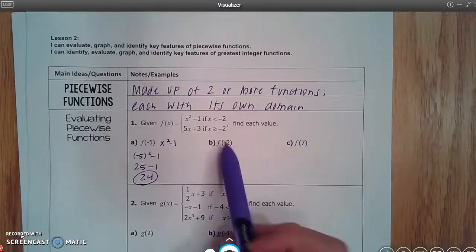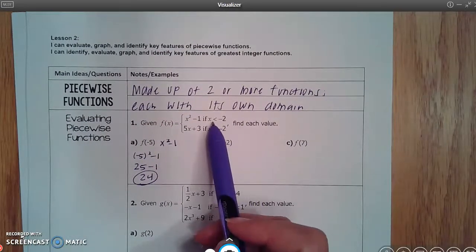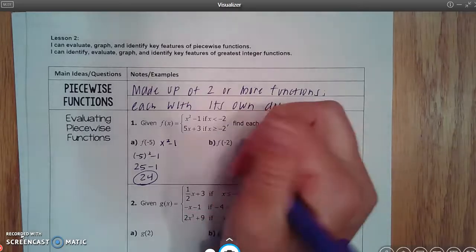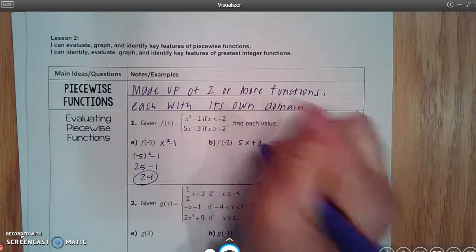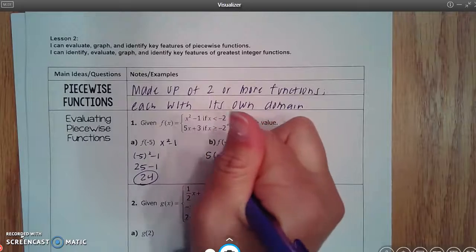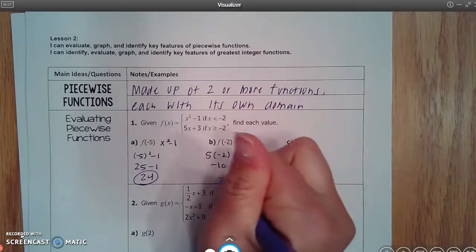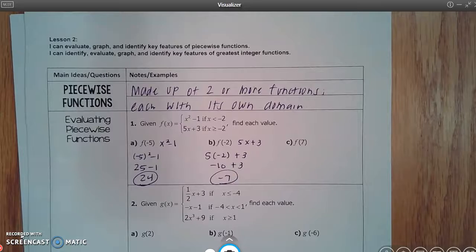Now for the next one, I'm going to look at negative 2. Negative 2 cannot be less than negative 2, but negative 2 can be equal to negative 2. So that means I'm going to plug it into the second equation of 5x plus 3. I'll do 5 times negative 2 plus 3. Negative 10 plus 3 is negative 7.